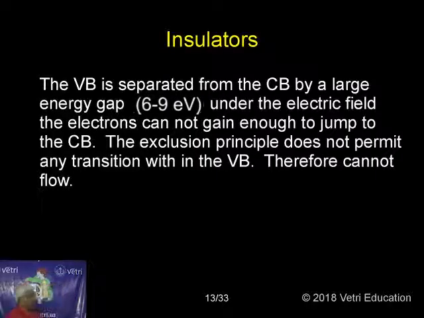As far as the insulator is concerned, the valence band is separated from the conduction band by a large energy gap. The forbidden energy gap is very large, nearly 9 electron volt, or more than that. Under the electric field, the electrons cannot gain enough energy to jump to the conduction band. The exclusion principle does not permit any transition within the valence band. Within the valence band, no two electrons can jump. Therefore, current cannot flow.